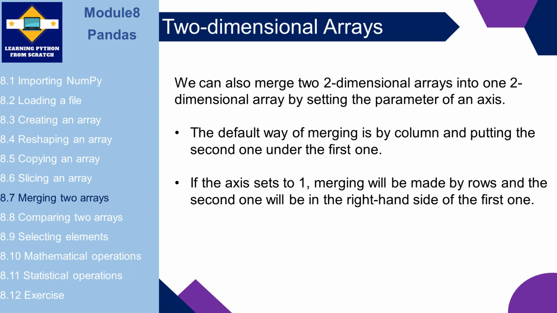We can also merge two two-dimensional arrays into one two-dimensional array by setting the parameter of an axis. The default way of merging is by column and putting the second one under the first one. If the axis is set to be 1, merging will be made by rows and the second one will be on the right hand side of the first one.